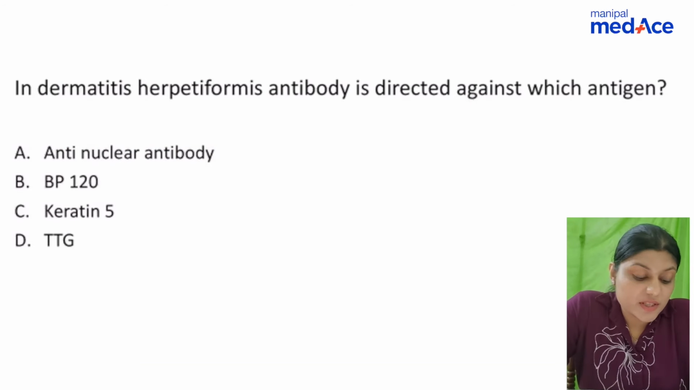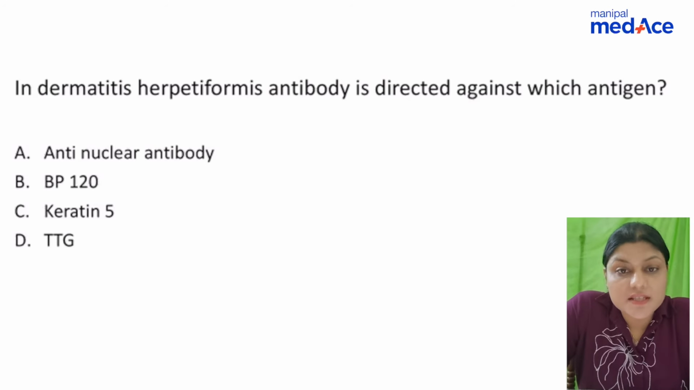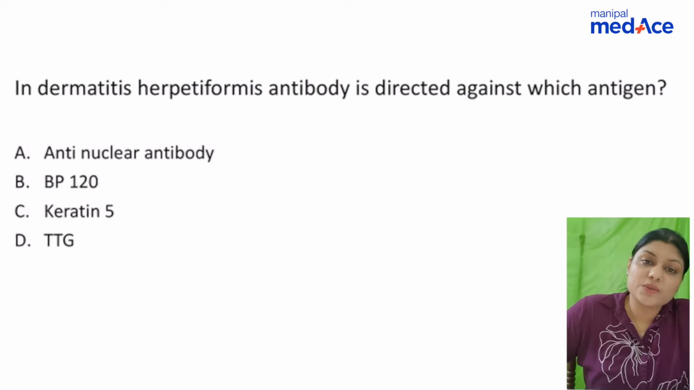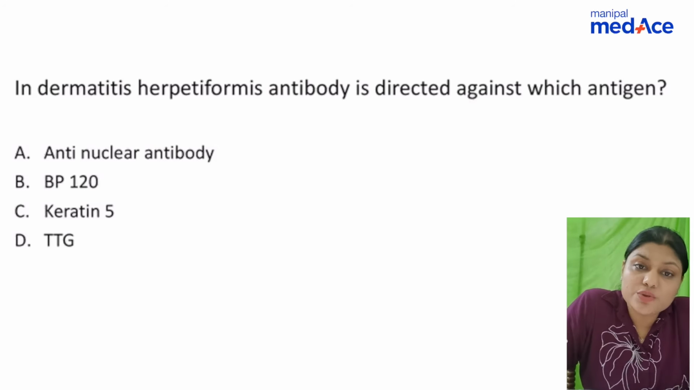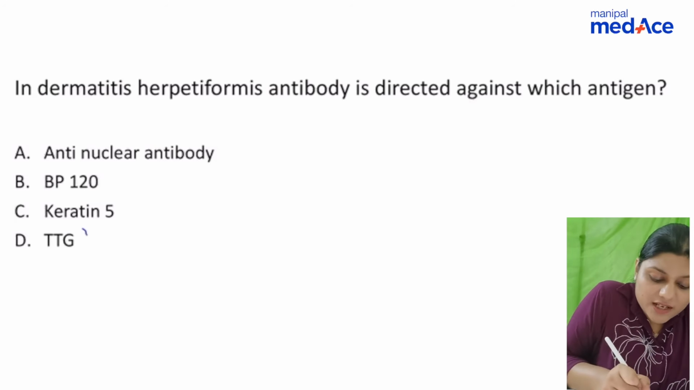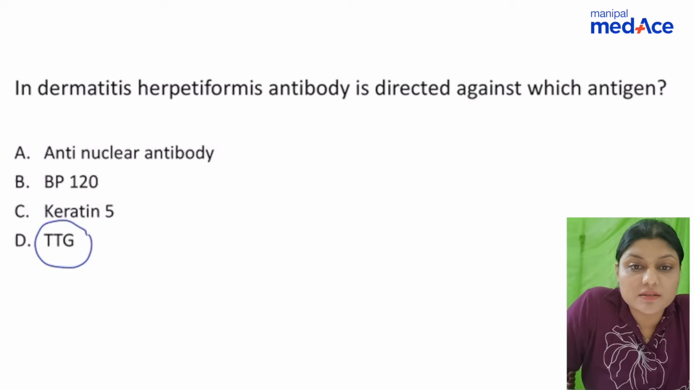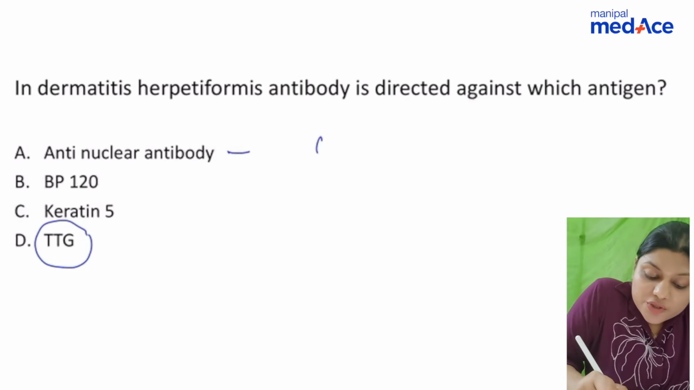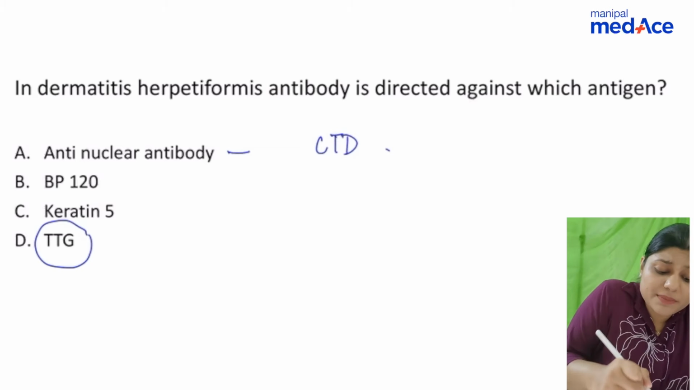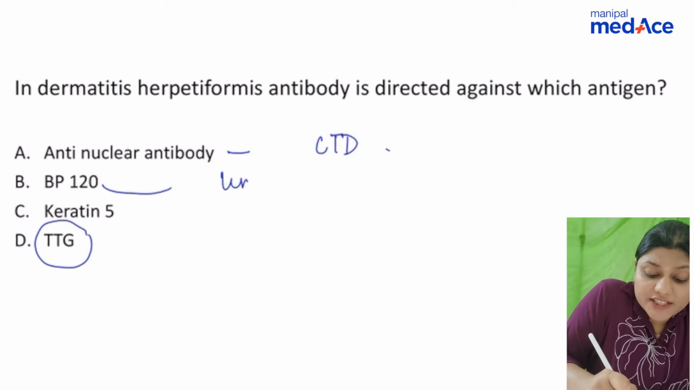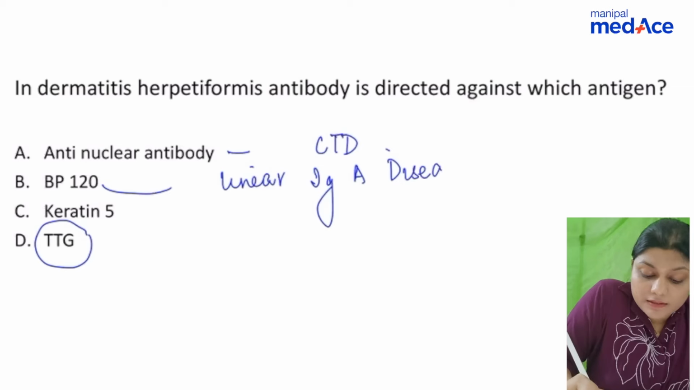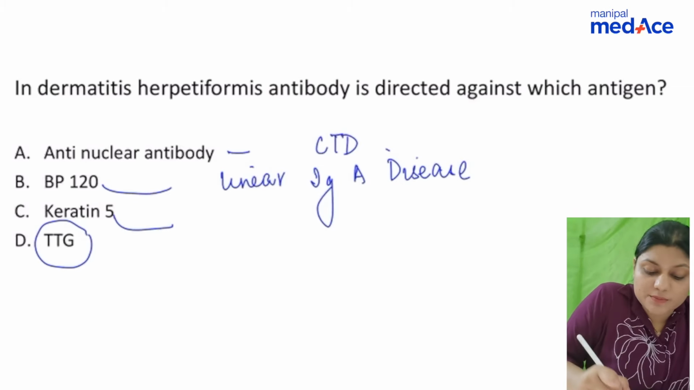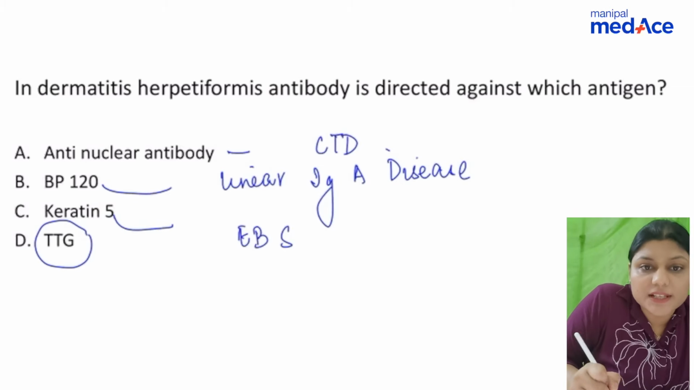The next question, in dermatitis herpetiformis, antibody is directed against which antigen? So very important topic, dermatitis herpetiformis. The antibody is tissue transglutaminase type 3. The answer is D, tissue transglutaminase type 3. Anti-nuclear antibody you see in connective tissue disorders. BP120 is seen in linear IgA disease. And keratin 5 in epidermolysis bullosa simplex.